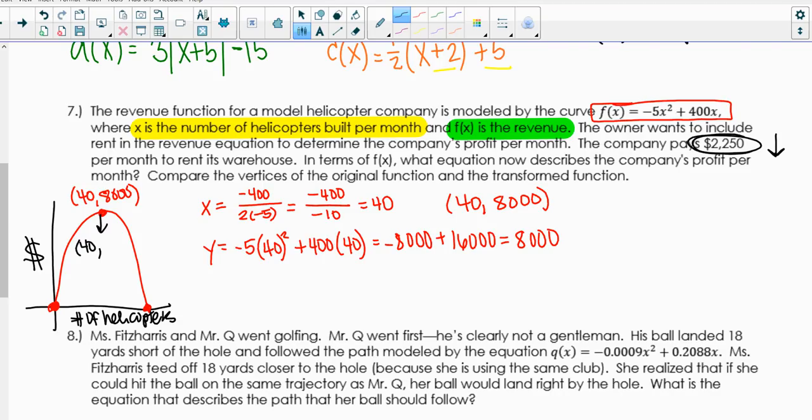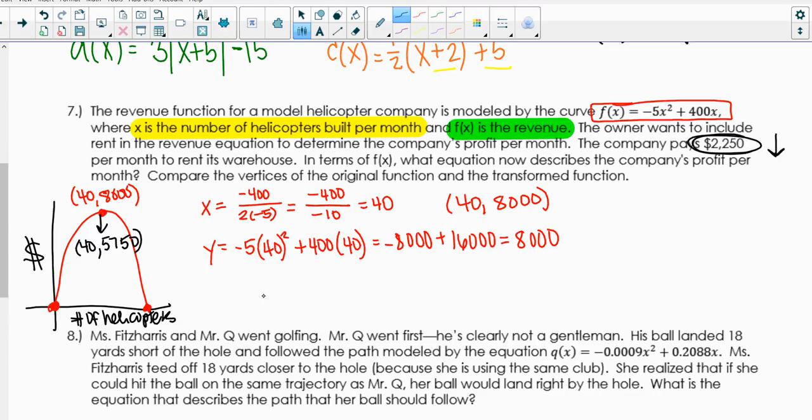However, that revenue equation wasn't taking into account my rent. So if I take away my rent from that $8,000, I'm going to subtract 2,250 from 8,000, and I will end up with 5,750. Okay, well, in doing that, that's going to change a couple things. Okay, so that's a vertical change, so that's our K value.